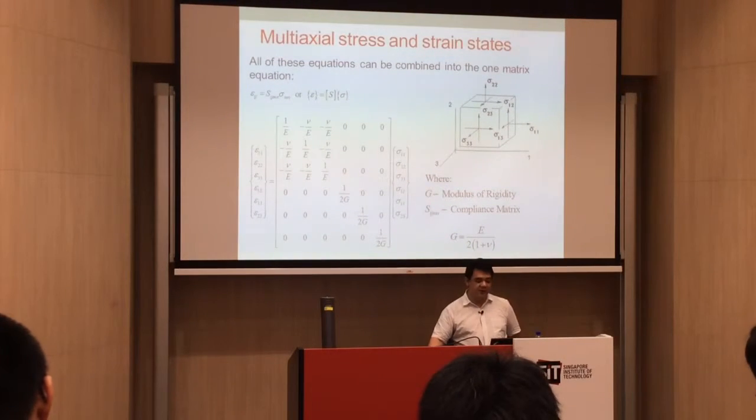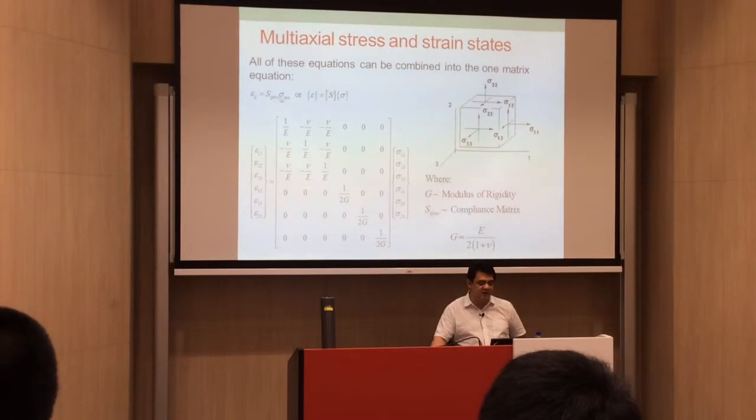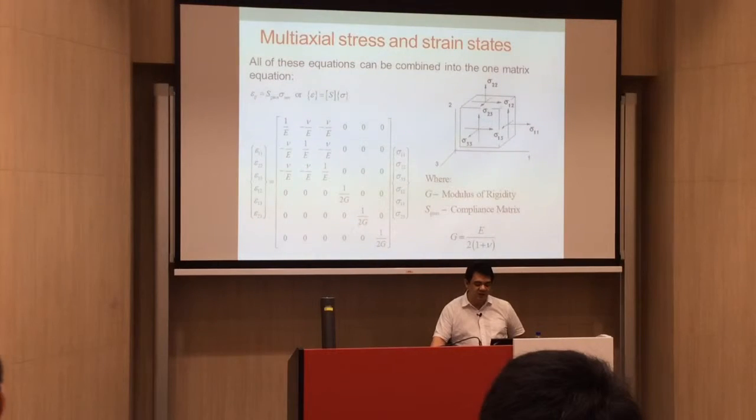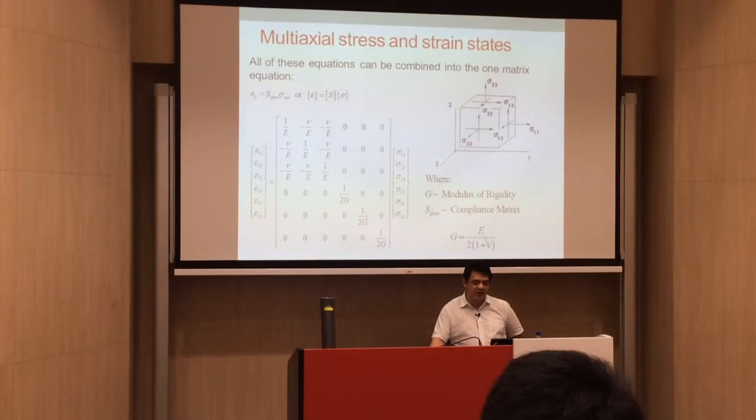Yes. So there you go. Epsilon ij equals S ijmn sigma mn, where S is your compliance matrix or compliance tensor. E is your Young's modulus, and G is your modulus of rigidity, which you can simply calculate by knowing your Young's modulus and your Poisson's ratio.